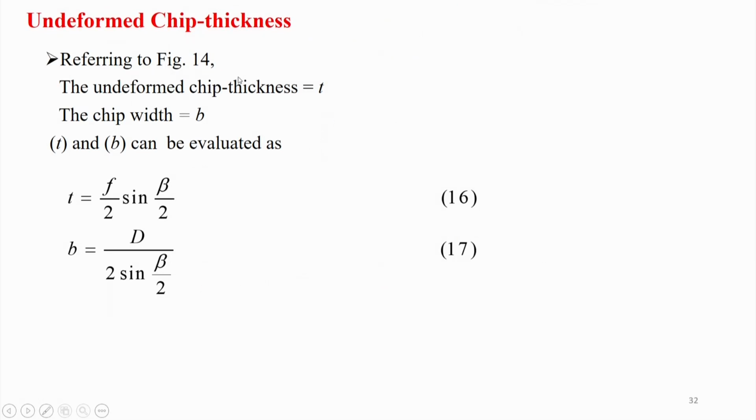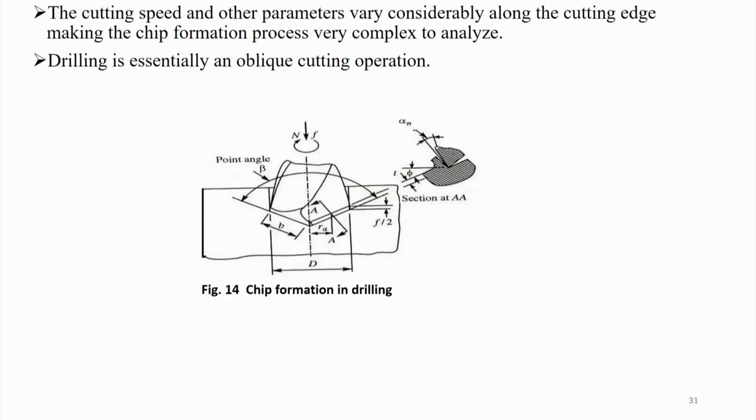Now, the undeformed chip thickness from this figure is called t, and the chip width is b. So, t and b can be evaluated as t is equal to f by 2 sin beta by 2, and b is equal to d by 2 sin beta by 2, similar to turning. So, these expressions are given here.